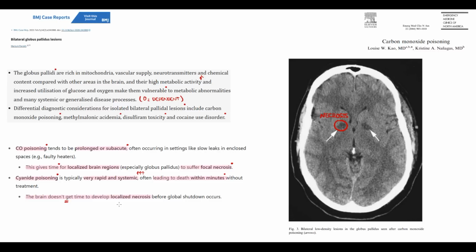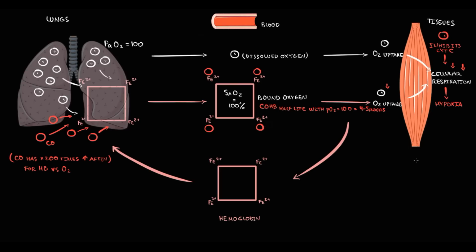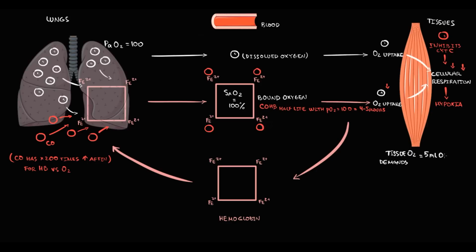So it's the reason why the presence of bilateral globus pallidus lesions tells us that most likely it's carbon monoxide poisoning and not cyanide poisoning. But what do we understand by hypoxia? Hypoxia develops when tissue oxygen demands are higher than oxygen delivery to the tissues. The normal tissue oxygen demand is approximately 5. The normal fraction of dissolved oxygen is 0.31.